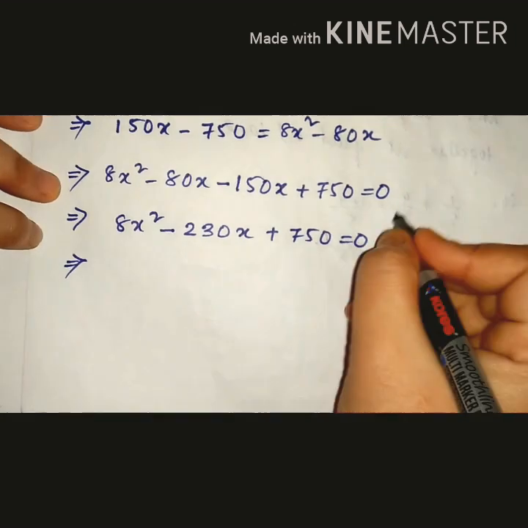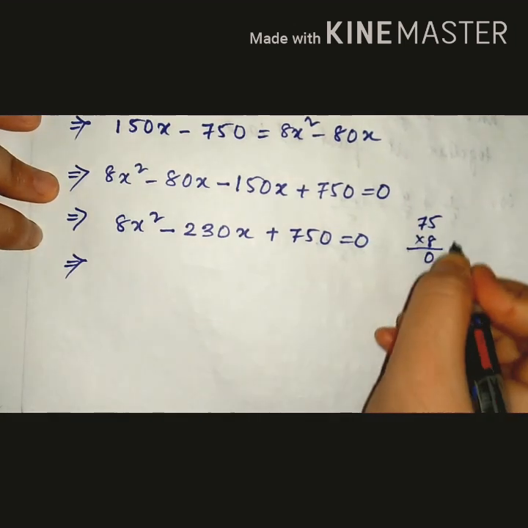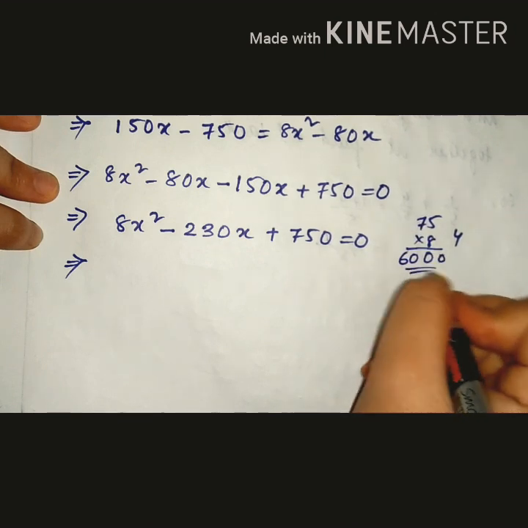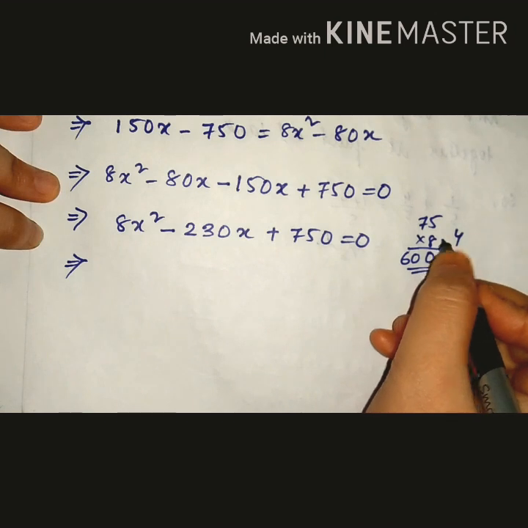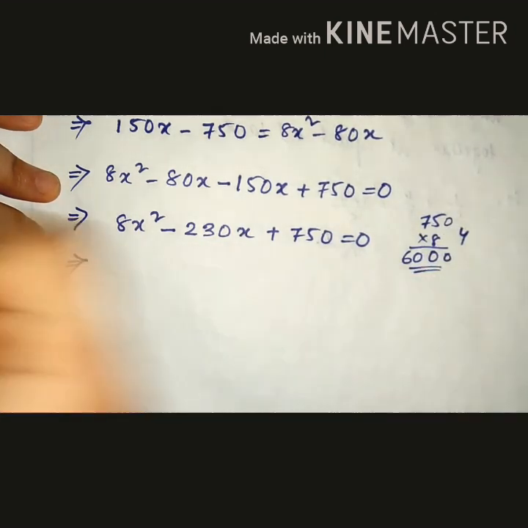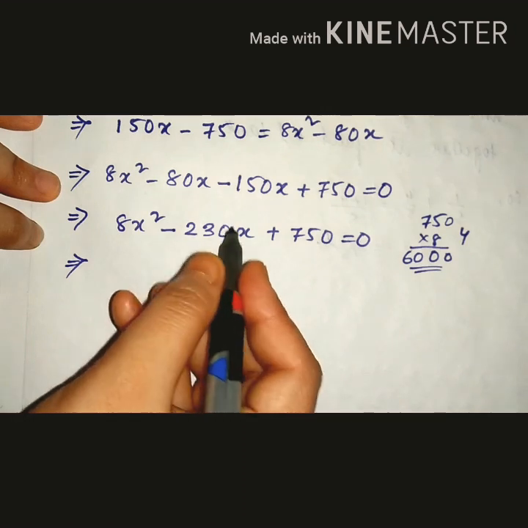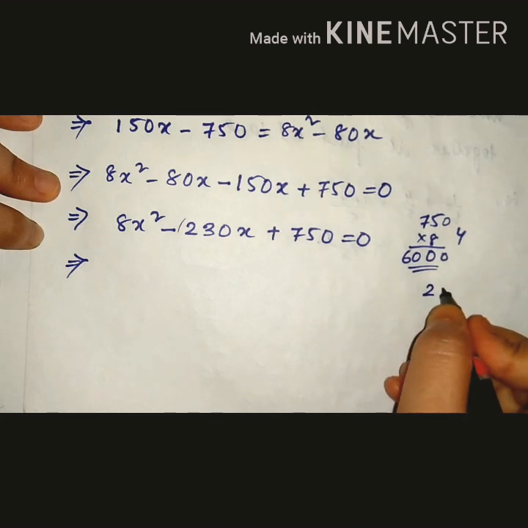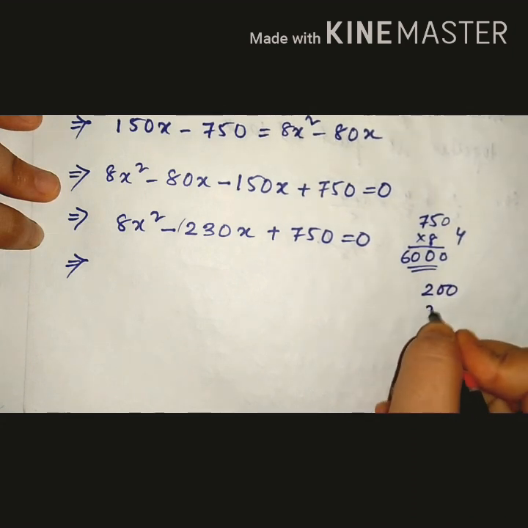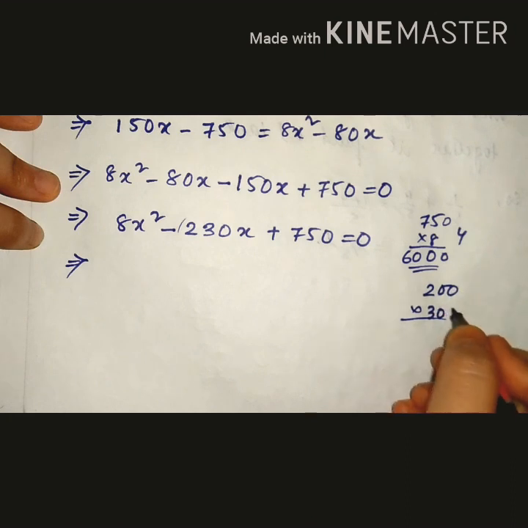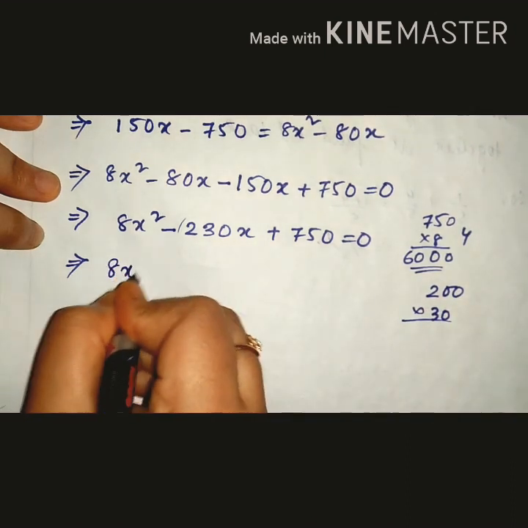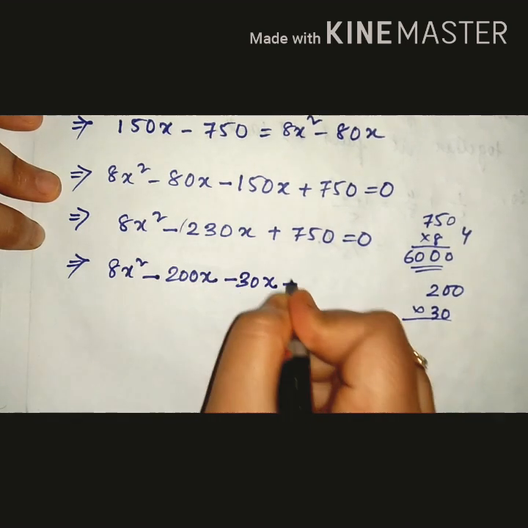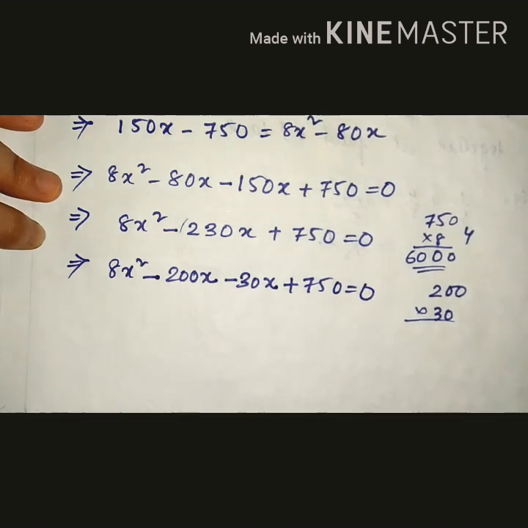So 75 into 8 will be 600, this one. This 0 is for, since it is 750. So 6000. And you need to split this one, 230. How will you do? 200 into 30, 6 and 3 zeros. Clear? So 8x square minus 200x minus 30x plus 750 equal to 0.